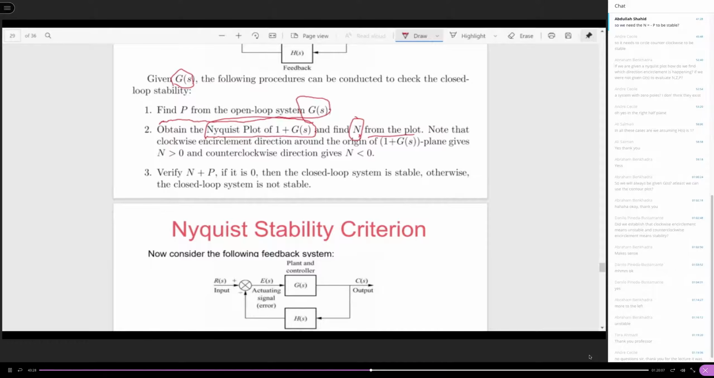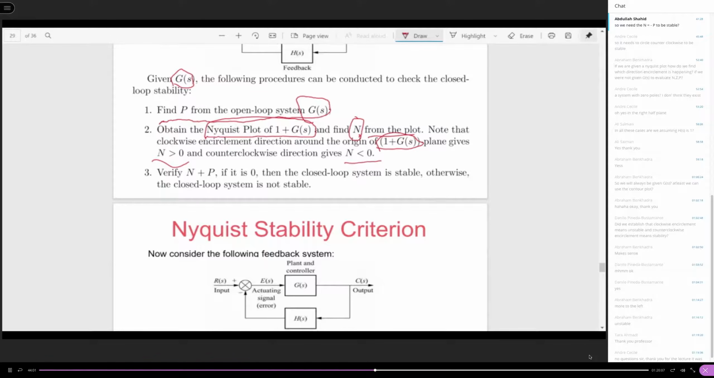Now you just need to be careful. The sign of N depends on the encirclement around the origin of the 1 plus G(s) plane, whether it is clockwise or counterclockwise. Will you be able to do that? Yes, of course. Once you draw the plot, you know the direction, so you can easily figure out if N is larger than 0 or less than 0.